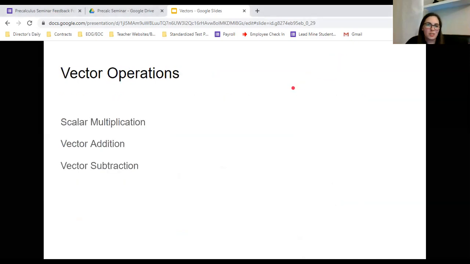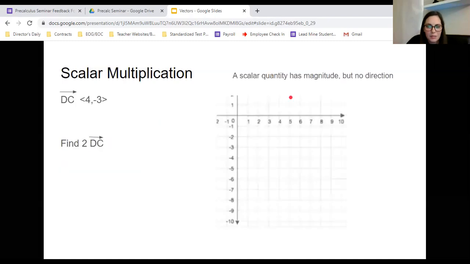So the next portion of this is vector operations. So we're going to bring back scalars and talk a little bit more about scalars and how we can multiply scalars times vectors. We're going to do some vector addition and some vector subtraction, and then we're going to get into some vector applications. So first we've got scalar, and remember a scalar is a quantity with magnitude but no direction.